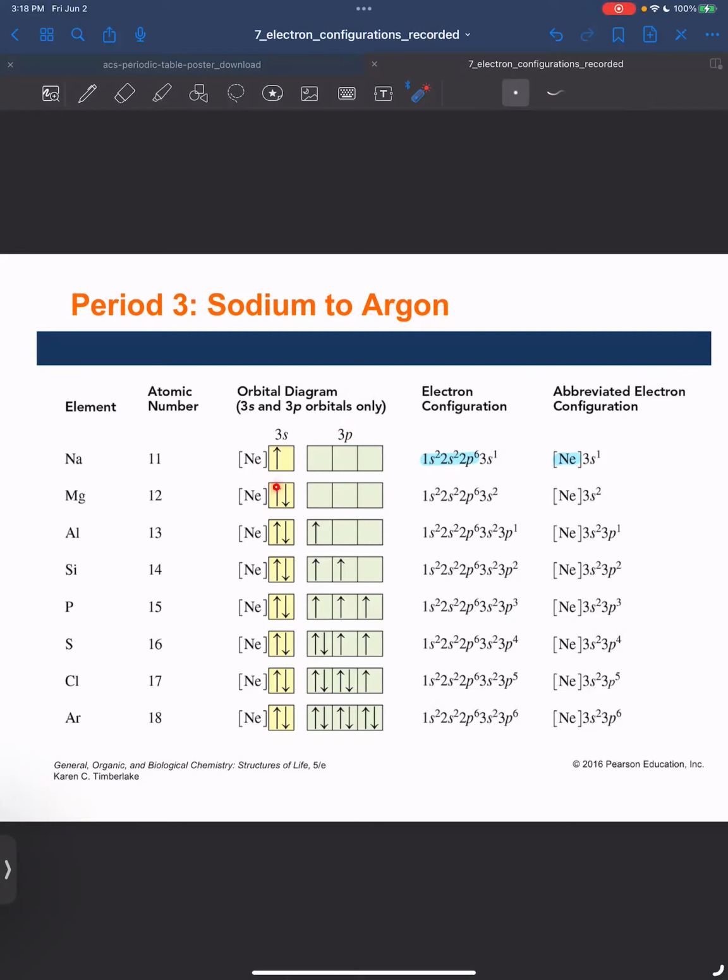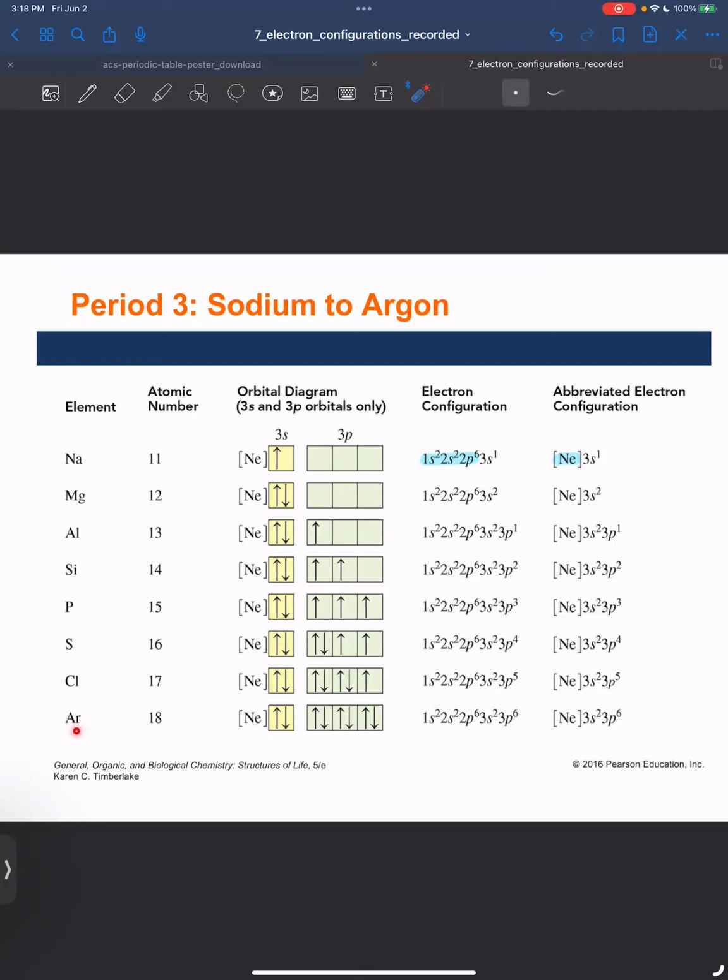Magnesium has 12 electrons. We have 3s2. Aluminum has 13 electrons, but then we fill up the 3s2, and then we start to fill up the 3p. That's the next energy level. 3p1. Silicon has 14, so it's got neon's electron configuration, if you did the abbreviation, followed by 3s2, 3p2. Notice how with silicon and phosphorus, we're half filling them first before we partner them up, just like we saw with the period 2 elements.